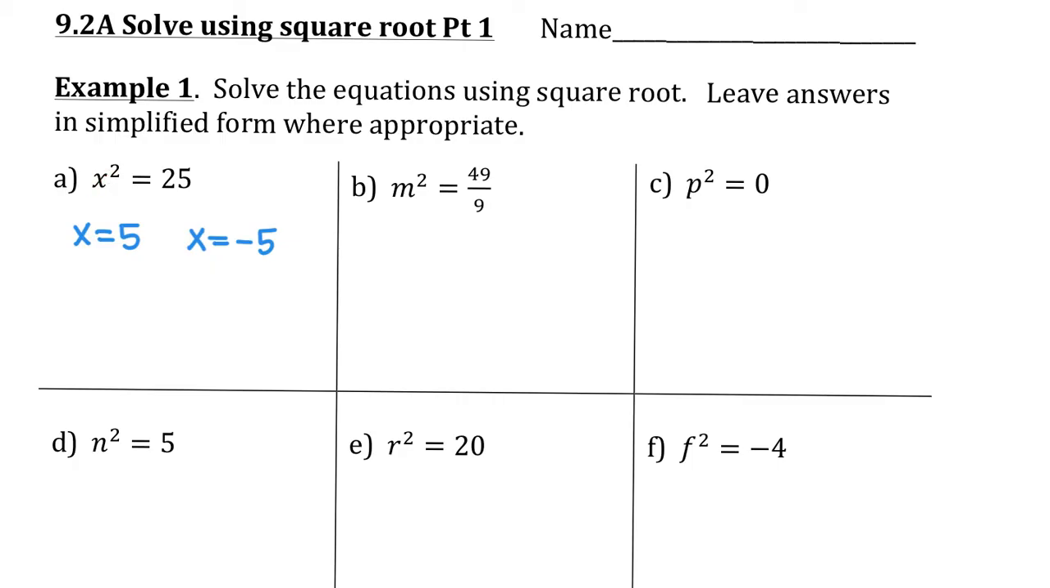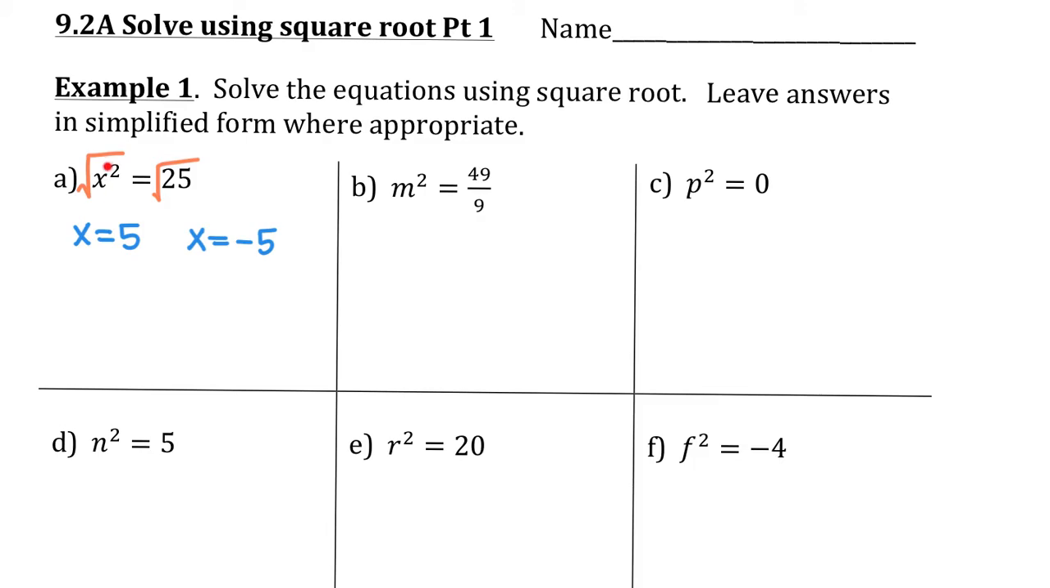So I know the answers. The question is, how did I get those answers? If I go back to the beginning, when I have an x to the second power, the opposite of squaring something is square rooting something. So to cancel the squared, I can square root the left side. If I square root the left side, I need to square root the right side. Now the square root of 25 is 5, so that tells me how I got this answer.